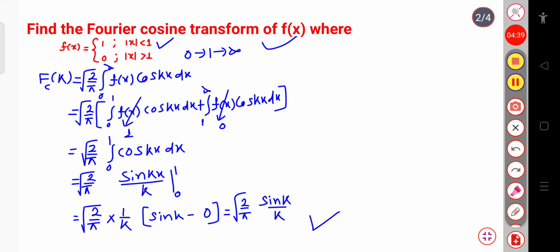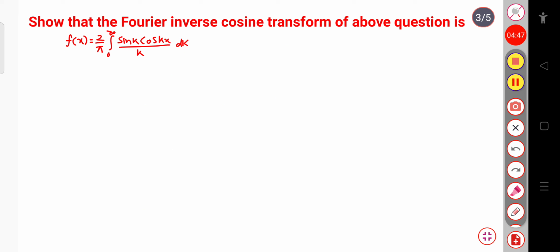Now, by taking this Fourier transform, we can also calculate the inverse cosine transform. We have to show that the Fourier inverse cosine transform of the previous question is f of x equal to 2 by pi integration over 0 to infinity of sin k cosine kx divided by k into dk. So we have to prove this function, which is what we have calculated in the Fourier cosine transform.